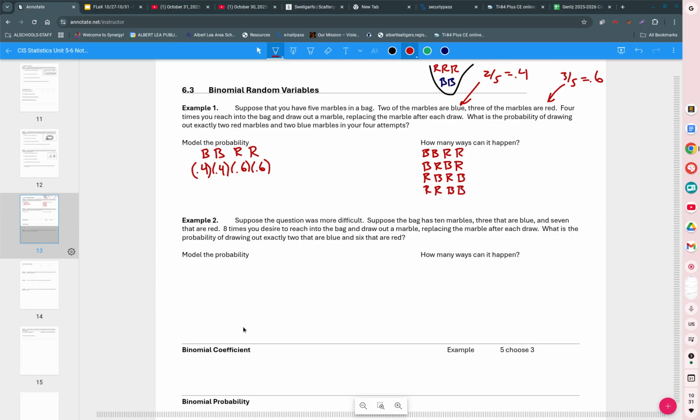Red, blue, blue, red. Blue, red, red, blue. You've got them all. How many is there? There's 6. So this can happen 6 different ways. So what this ends up being is 6 times 0.4 squared times 0.6 squared. That ends up being our probability.